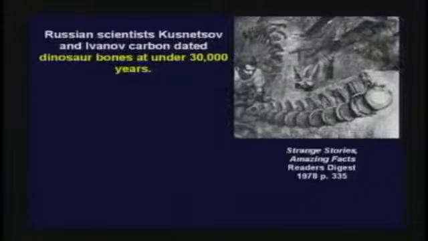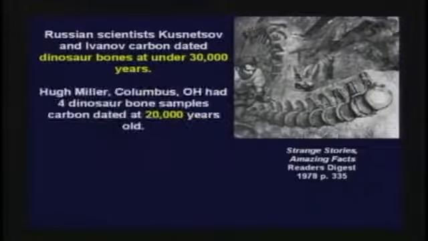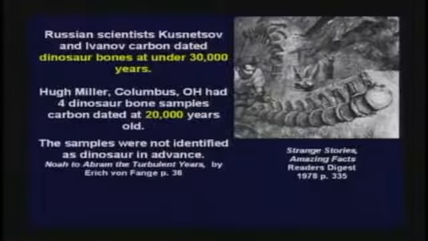A Russian scientist dated dinosaur bones at less than 30,000 years old. Hugh Miller from Columbus, Ohio, took in 4 dinosaur bone samples and said, would you carbon date these? And they charge like $600 to carbon date something. They carbon dated them and said they're less than 20,000 years old. He said, oh, by the way, these are dinosaur bones. They said, oh, well, then they're not 20,000. We've got to test them again. Why can't they be 20,000? They said, well, we know dinosaurs lived 70 million years ago, so if you had told us that, we never would have carbon dated them.